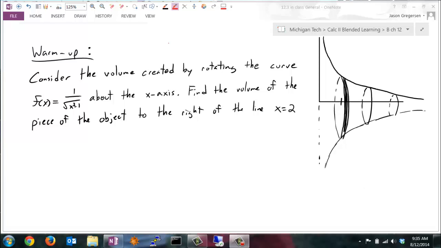Alright, let's take a look at the warm-up. I'm just going to start it, and I really want you to work through the rest of it. So we have this volume created by rotating this curve around the x-axis. Let's find the volume of the piece of the object to the right of the line x equals 2.